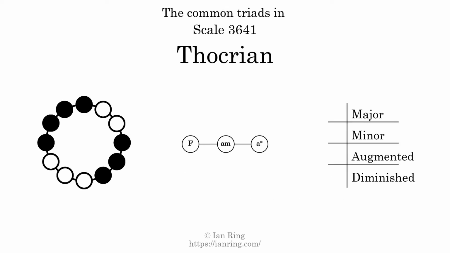Here are the common triads present in this scale. The diagram in the center is a graph of parsimonious voice leading between triads. There is one major triad. There is one minor triad. There are no augmented triads. There is one diminished triad. Here is a Hamiltonian path of parsimonious voice leading that uses all the triads.